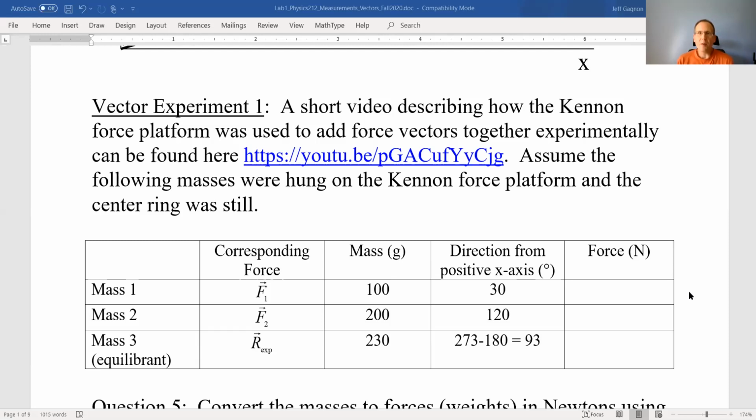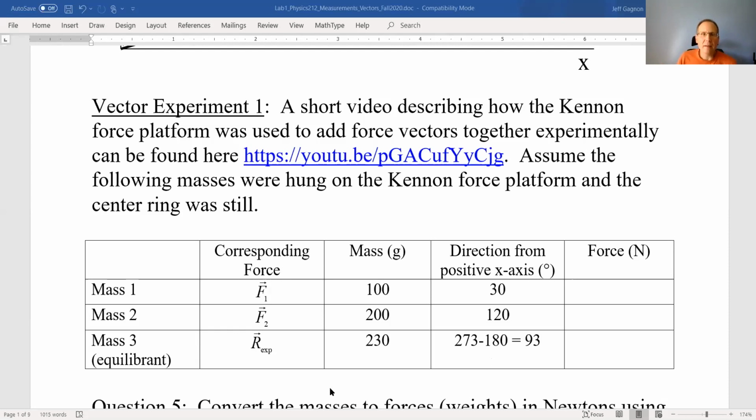Okay, so first thing you want to do is you want to click on this link here and go watch the short little video I created on how to use the Kennan force platform to add two force vectors together. Okay, so you want to watch that where I describe exactly how you're going to do this. If you go to class this week, if you happen to be in class, I will describe this in class, but if you're doing this remotely, then you want to make sure you watch that video.